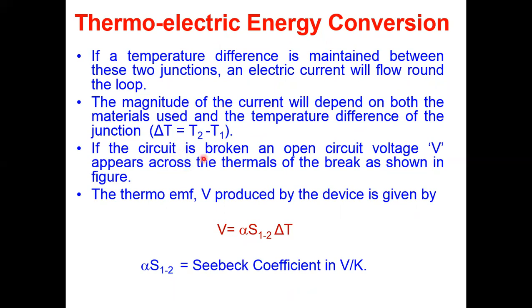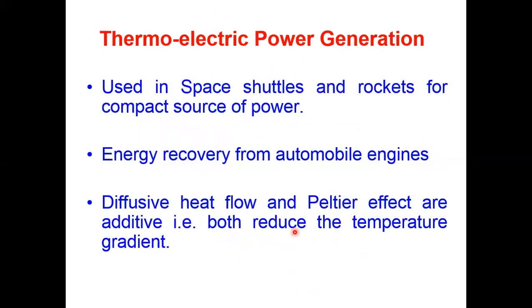If the circuit is broken, an open circuit voltage V appears across the terminals of the break. The thermal EMF produced by the device is given as V is equal to alpha S1-2 delta T, where S1-2 is the Seebeck coefficient in volts per Kelvin. You can see that the voltage depends on the change in temperature.